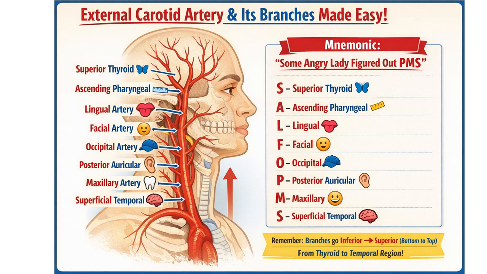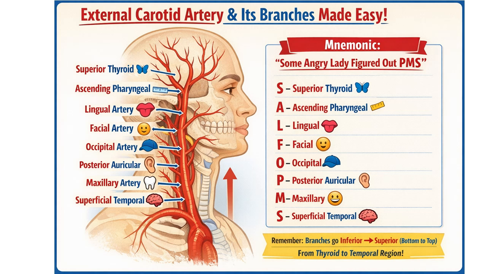First, a quick overview. The external carotid artery arises from the common carotid artery at the level of the thyroid cartilage. Unlike the internal carotid artery, which mainly supplies the brain, the external carotid artery supplies the face, the scalp, the oral cavity, and parts of the neck. Along its path, this external carotid artery gives off 8 branches that we can memorize easily.